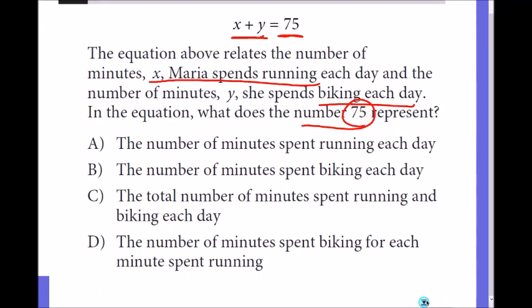So the number of minutes she spent running each day, no biking, no. Total number of minutes she spent running and biking each day. So it is C. The number of minutes spent biking for each minute spent running, no. So it is C.